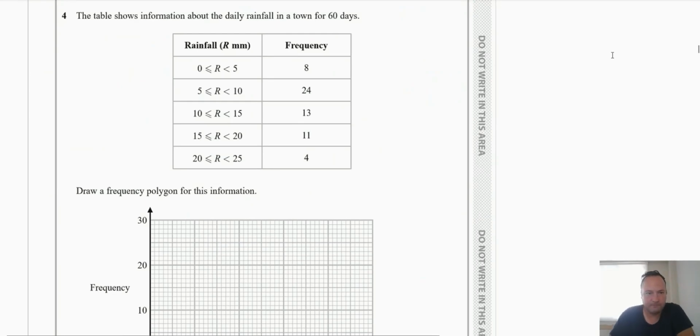Question 4. The table shows information about the daily rainfall in a town for 60 days. So we can see we've got each of these different rows.